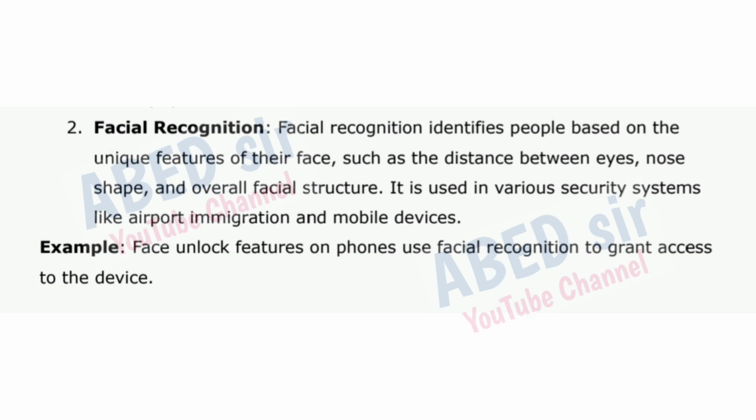2. Facial recognition. Facial recognition identifies people based on the unique features of their face, such as the distance between eyes, nose, shape, and overall facial structure. It is used in various security systems, like airport immigration and mobile devices. Example: face unlock features on phones use facial recognition to grant access to the device.